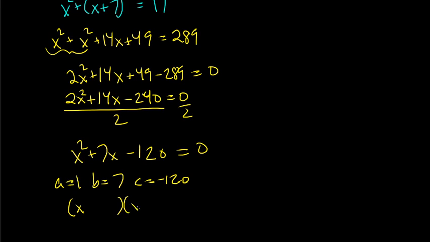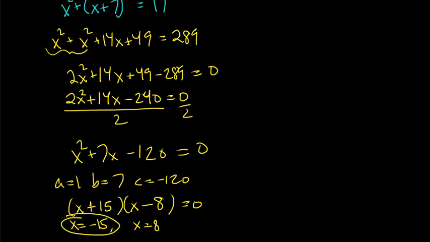But notice that this is also factorable, as x plus 15 times x minus 8, right? So 15 times negative 8 is negative 120, and 15 minus 8 is 7. So x is either negative 15 or positive 8.